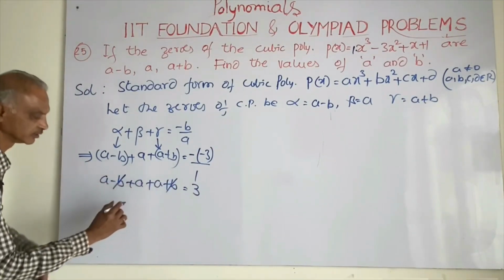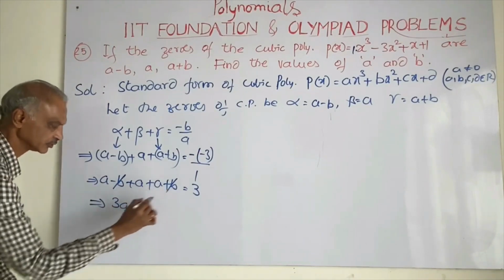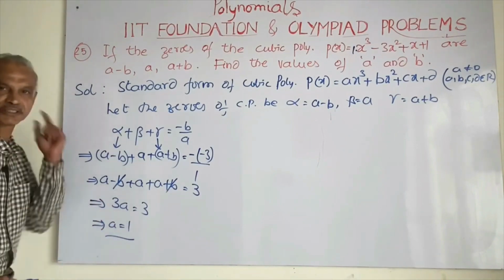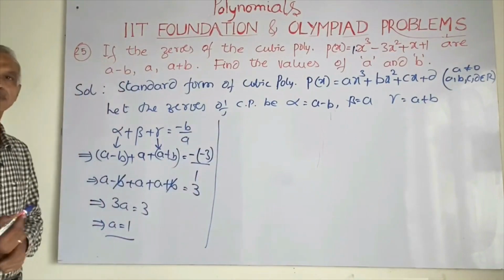3 a's are there, implies 3a is equal to 3. You will get a is equal to 1. 3 by 3, a is equal to 1. Now you know the product of zeros.